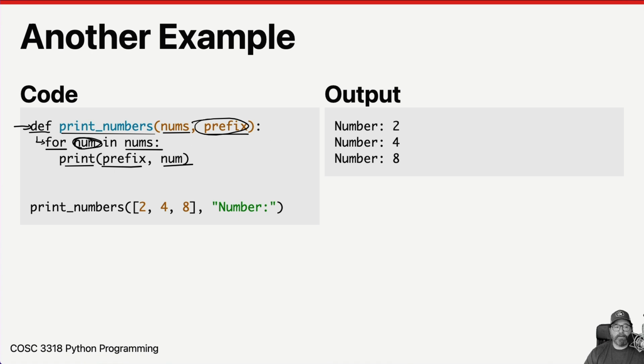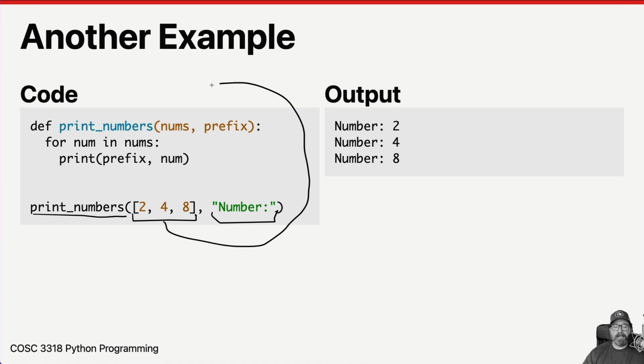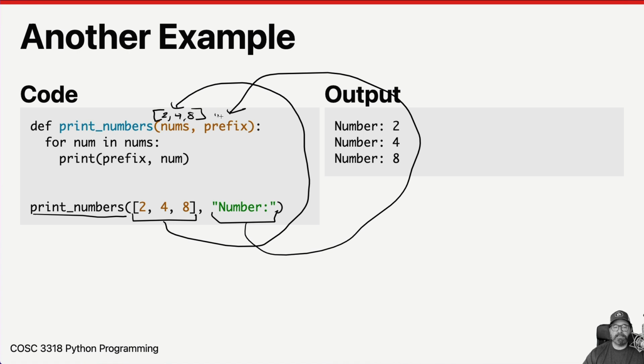So let's take a really concrete example of this. Here I'm calling print numbers, and the three numbers are 2, 4, 8, and the prefix is number. So these arguments get assigned to these variables way up here like this. And so now nums is the list 2, 4, 8, and the prefix is the string number, like that, colon. So now we get to this for loop. For num in nums. Nums is 2, 4, 8. So it's the values 2, 4, and 8. So the for loop says, what's the first value in that list? So it's 2, and that's the value for num.